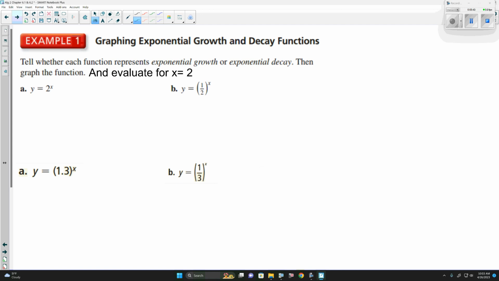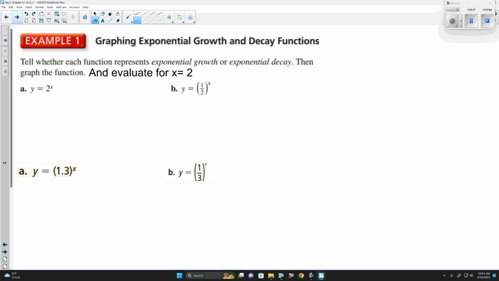So, are we ready for this difficult example problem? Tell whether each function represents exponential growth or exponential decay. We're not going to graph it, but then we're going to evaluate when x is 2. So we look at the first one, y equals 2 to the x.